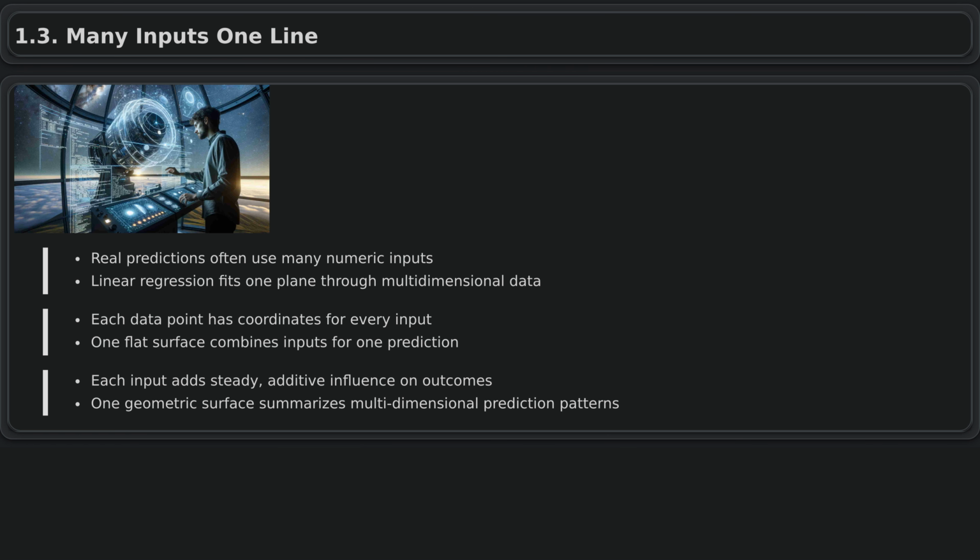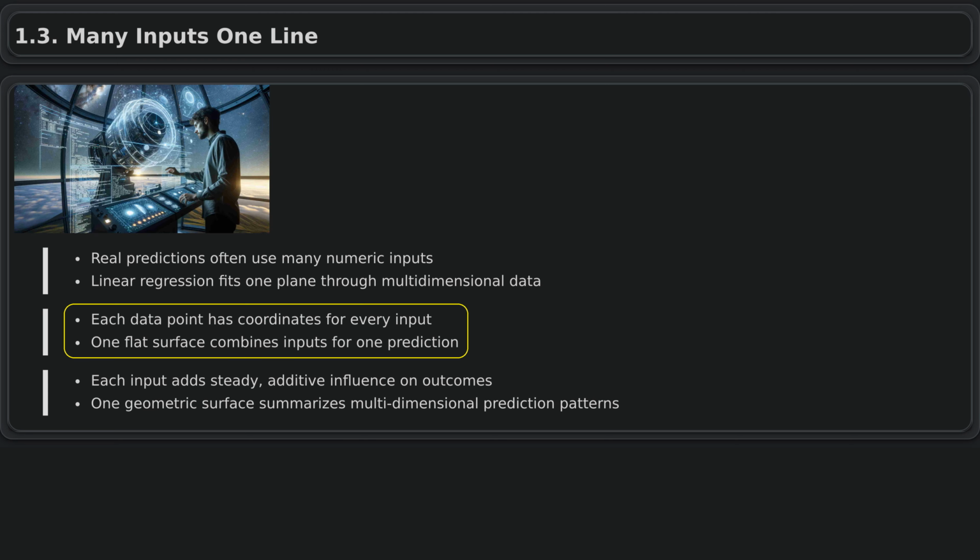Many inputs, one line. Linear regression can be seen as drawing a straight line through data points on a graph to predict an output from an input. In many real situations, though, the output depends on several inputs at once, such as a house price depending on size, age, distance from the city center, and school quality. In these cases, linear regression still works by combining all inputs into a single rule that forms a flat surface in higher dimensional space, called a plane or hyperplane. This fitted surface best matches the data and lets us predict outcomes while taking all relevant inputs into account together.